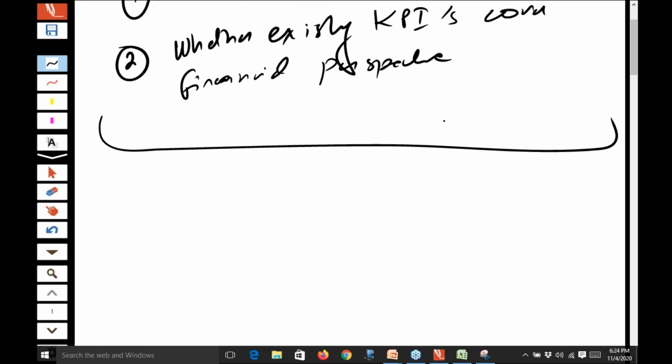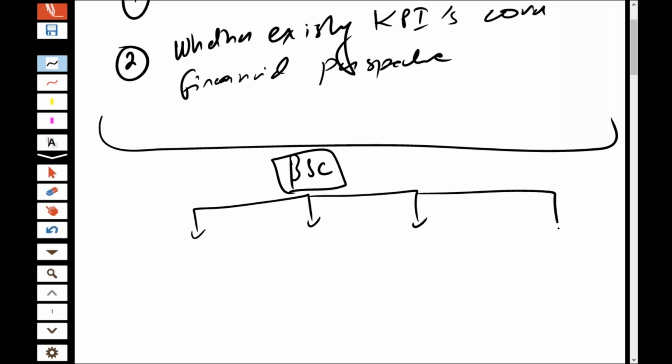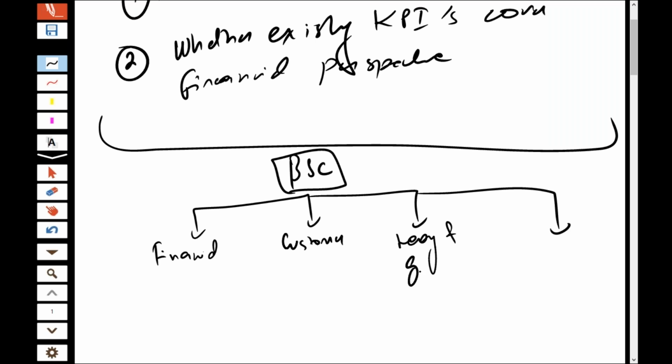First of all, you do know that if the entity has to introduce the balanced scorecard, then you need to have the objectives under each of the perspectives: the financial perspective, the customer perspective, the learning and growth perspective, and the internal business process.